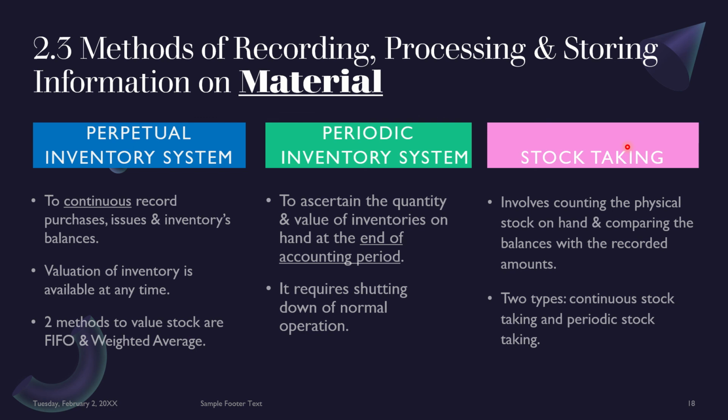For stock taking, this is the process of counting the physical stock on hand and comparing the balance with the recorded amount. There are two types of stock taking known as continuous stock taking and periodic stock taking. Continuous stock taking means the counting of the physical stock will be made continuously or regularly, whereas the periodic stock taking refer to the counting of the physical stock on hand at the end of accounting period.